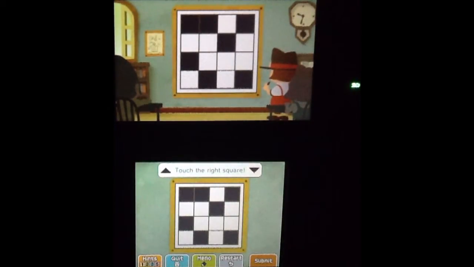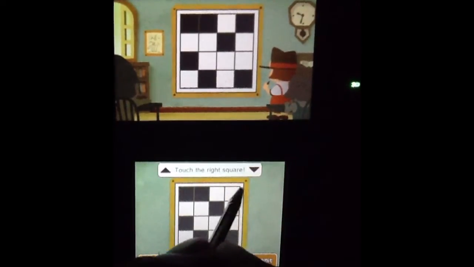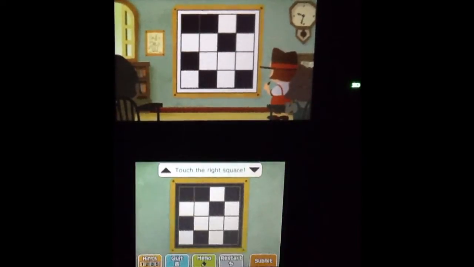Currently, we have 9 white squares and 7 black squares. If I turn one of the white squares black, that doesn't really work, because that gives us 8 black squares and 8 white squares, and that's even. We want more black than white. The solution to this puzzle is to tap the outer square. That would be that square which runs along the edge of the board.